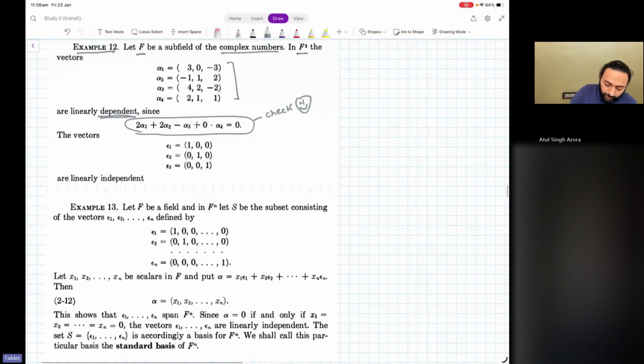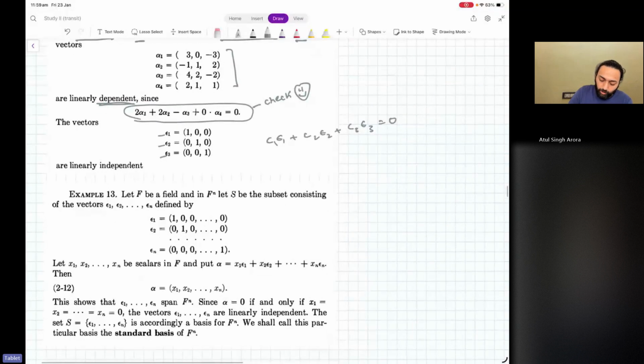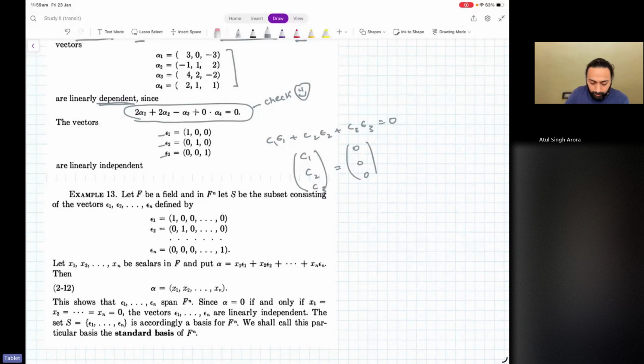And these vectors epsilon 1, epsilon 2, epsilon 3 are linearly independent. Why are they linearly independent? You can try writing it, right? You can say C1 epsilon 1 plus C2 epsilon 2 plus C3 epsilon 3 is 0. And what this would mean is that you have C1, C2, C3 equals 0, 0, 0. So the only way you can satisfy this is if all C's were 0. So therefore this is linearly independent.